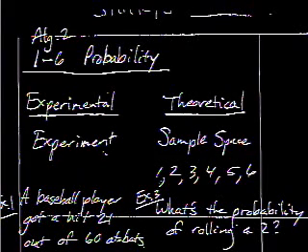Algebra 2, this is section 1-6 on probability. There are two different types of probability.